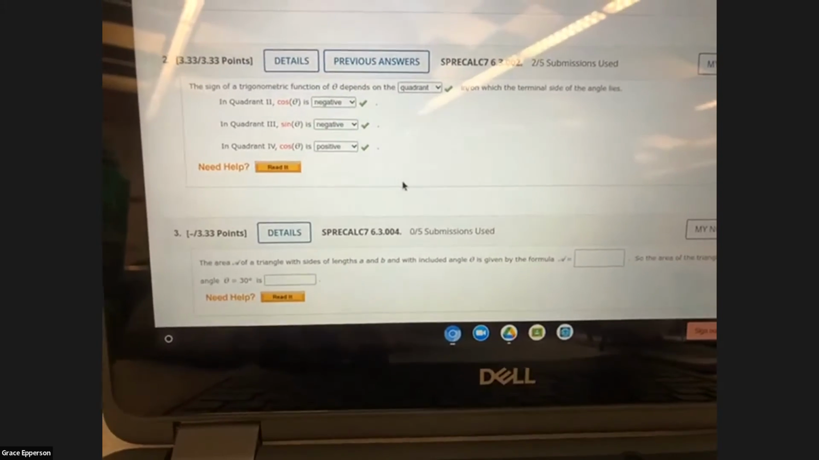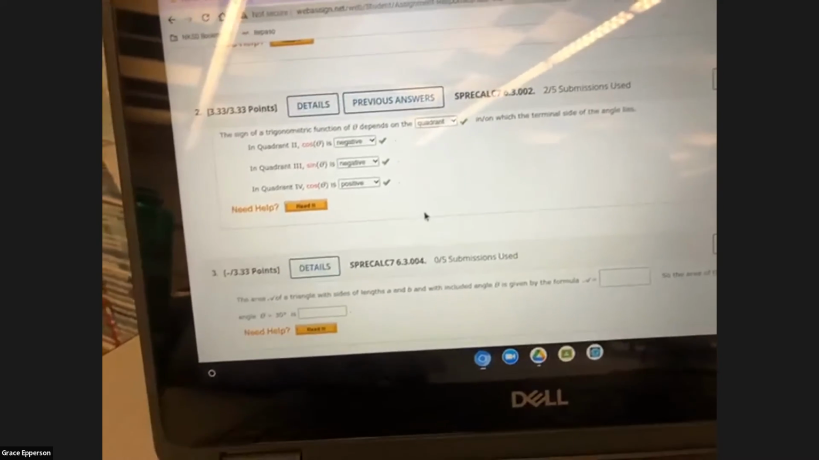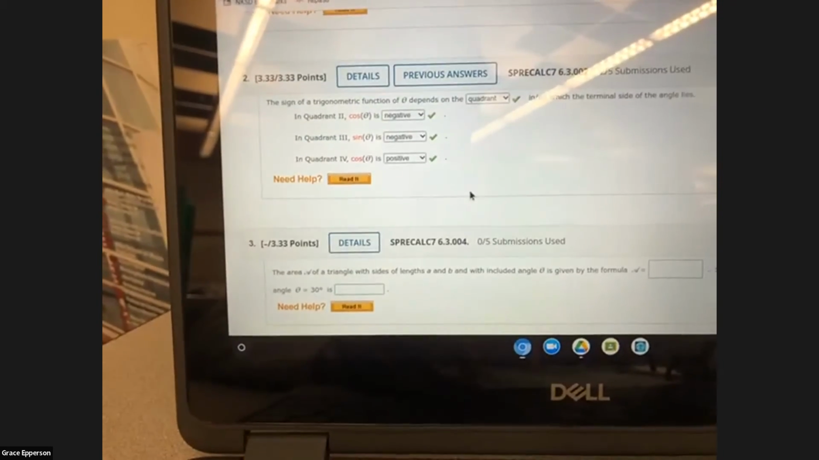It says the area of a triangle with side lengths A and B and with included angle theta is given by the formula A equals, and then it wants that formula. So you need to go looking for that formula. It's a half AB sine theta. A half times A times B times the sine of theta. So if you looked up the textbook, it would show it. Did they have a little thing like 'watch' or 'go there' or something? They very often do in those questions.